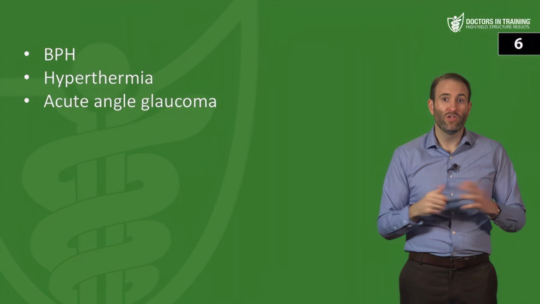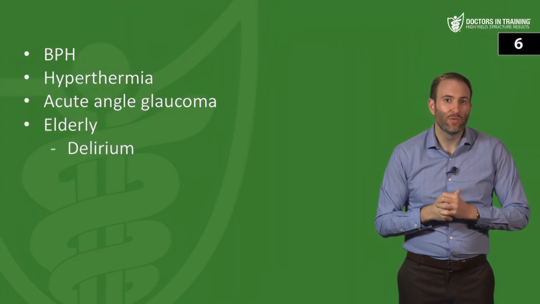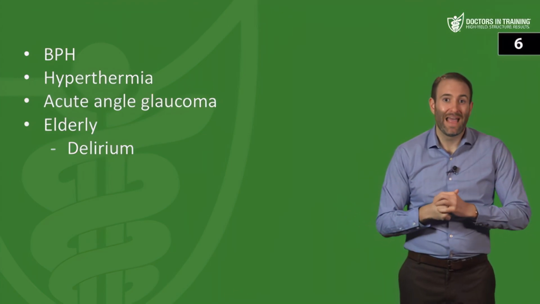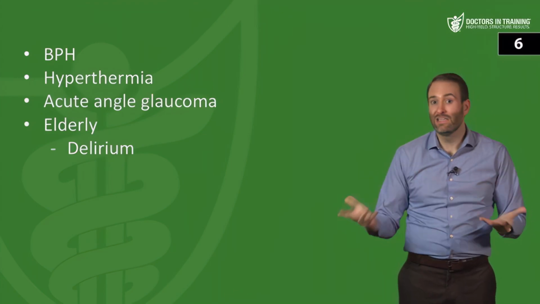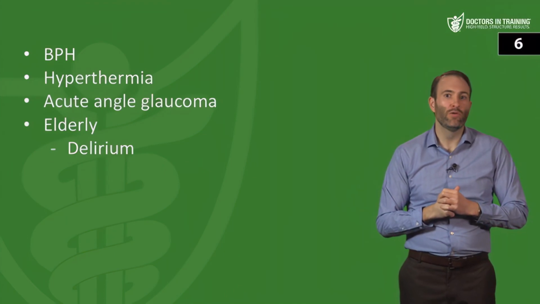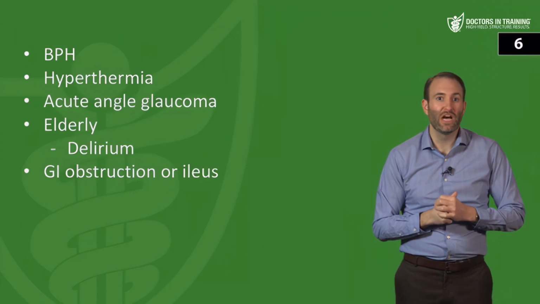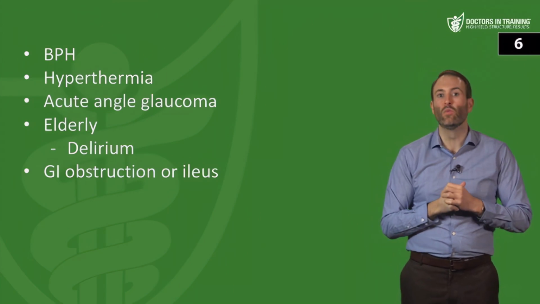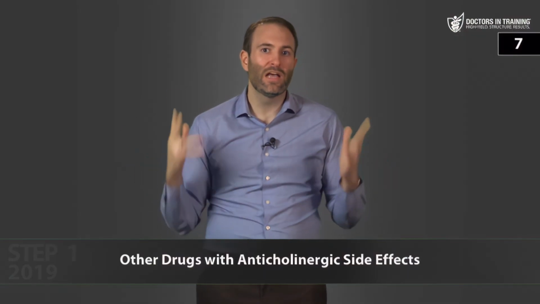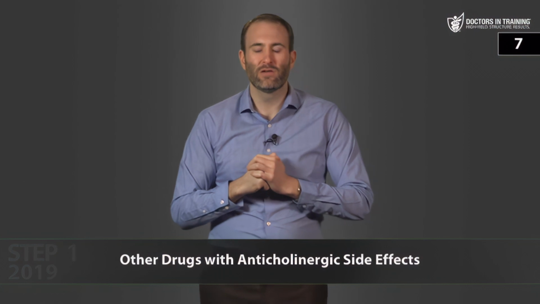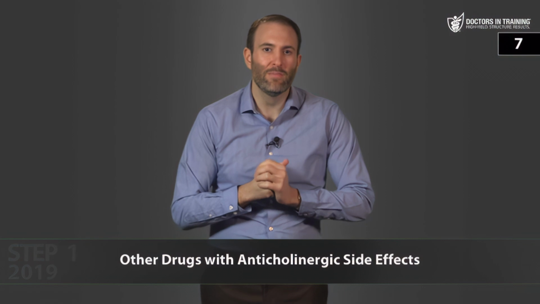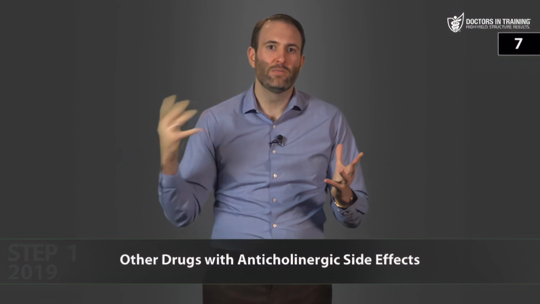You also need to be careful when using atropine in the elderly. Atropine can cause delirium. In fact, even less potent medications that we'll talk about in a little bit that have anticholinergic effects, like antihistamines, can lead to things like delirium in the elderly. And finally, you want to avoid using atropine in patients with GI obstruction or ileus because again, that can make it worse. All right, so now let's move on to some other drugs that still have some anticholinergic side effects. We don't necessarily call them anticholinergics, but they still have that effect. So those are, again, the major contraindications of atropine.